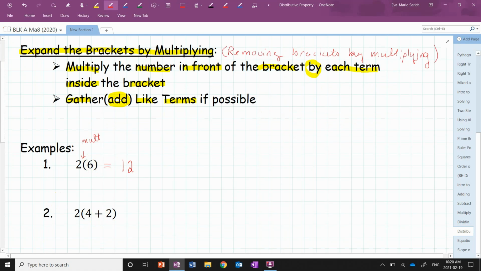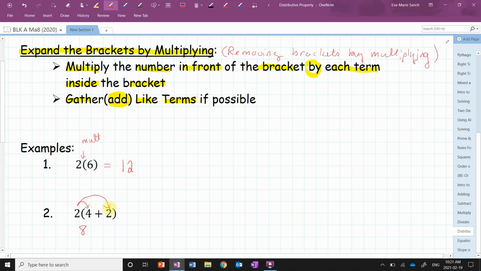So now this is how the distributive property works. The 2 will multiply the 4, and the 2 will also multiply the 2. It will multiply each part inside the brackets. So what do we get when we go 2 times 4? Well, I'm hoping you recognize that that equals 8.